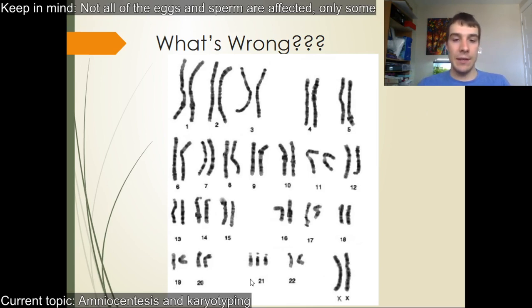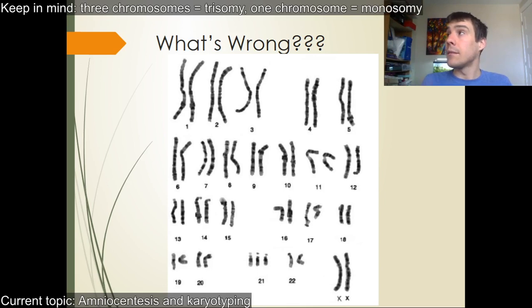And what's wrong here is here. There are 3 chromosome 21s. So that's called trisomy. 3 chromosomes equals trisomy. 1 chromosome equals monosomy, sorry. Right, 3 chromosomes is trisomy, 1 chromosome is monosomy.